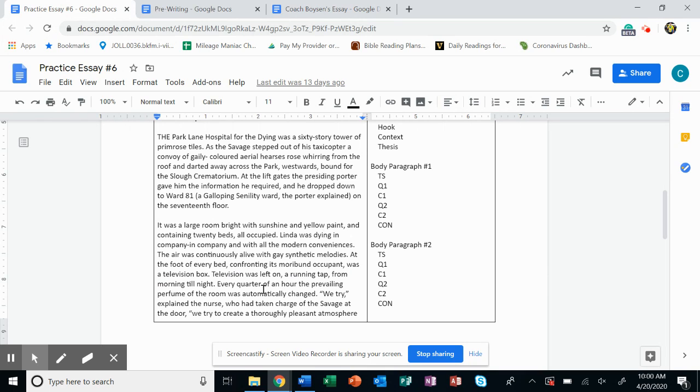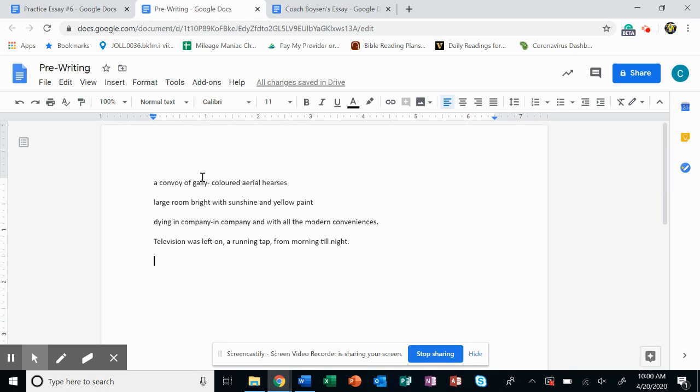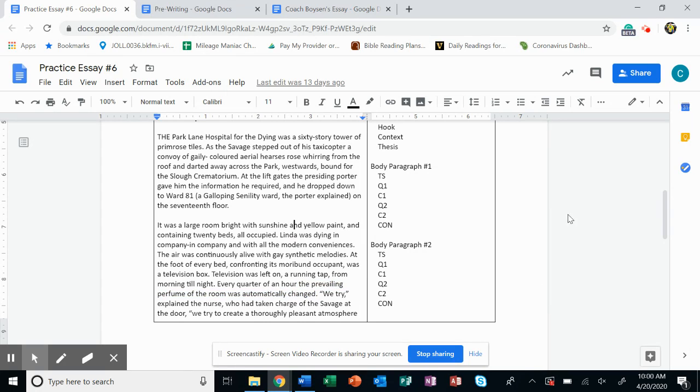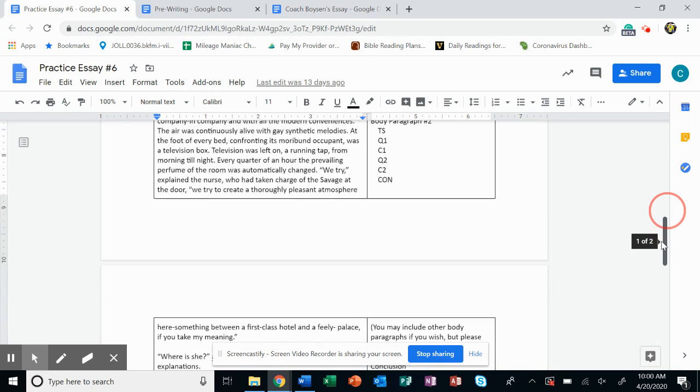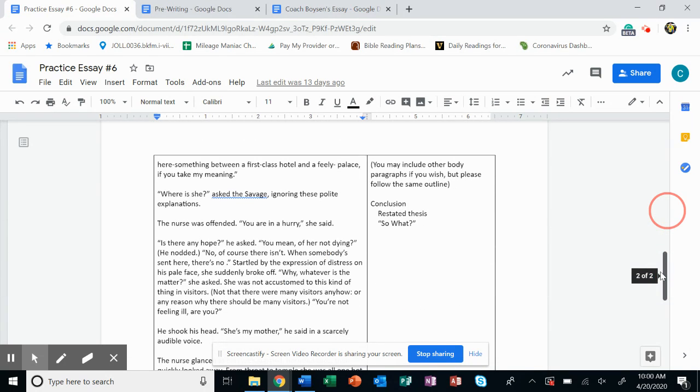We keep going. Okay, every quarter of an hour, the prevailing perfume of the room was changed. If you've ever been to a hospital, or especially a nursing home, you know the smell there. I mean, a lot of times they will put some Febreze out, but that's on top of a smell that's just not very pleasant because the process of dying is not pleasant and involves a lot of smells that aren't pleasant.